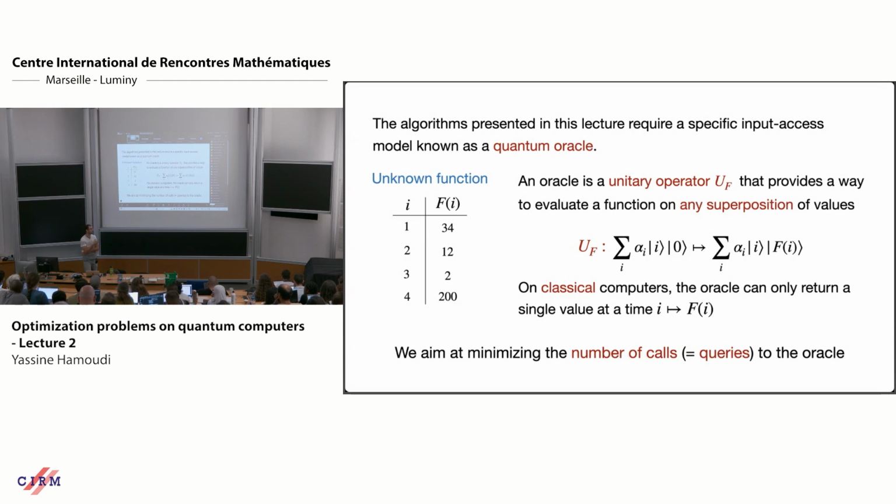It's also called a black box input, because we don't care about the actual implementation of U_f. This is as if it was a black box. We only care about how many times we need to use the black box.